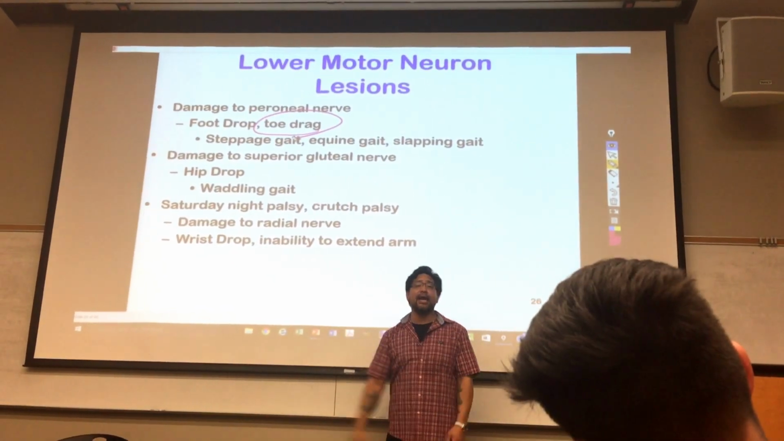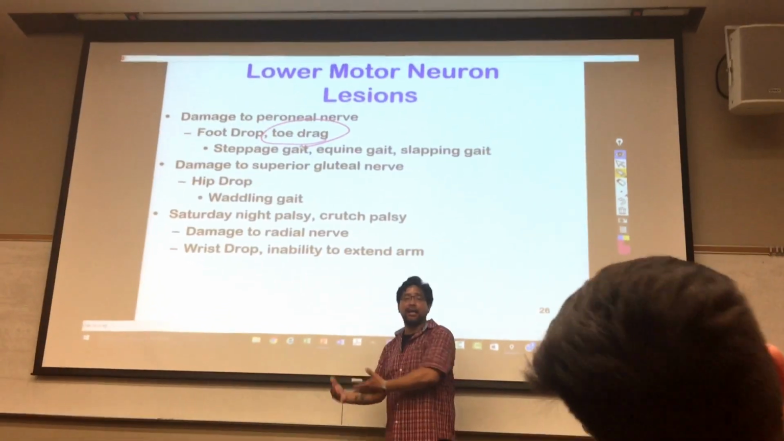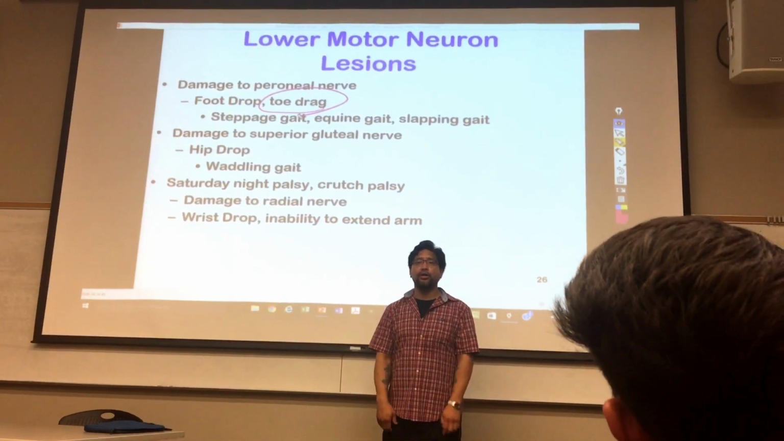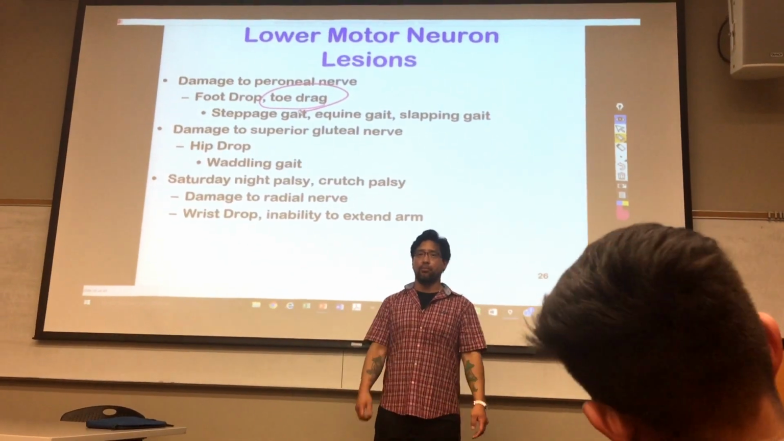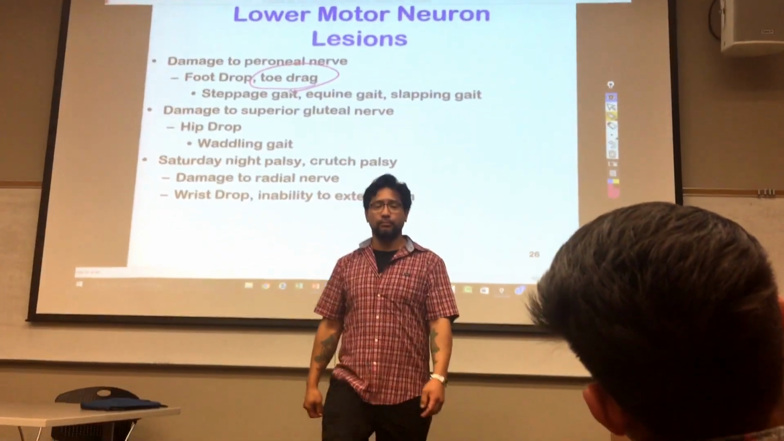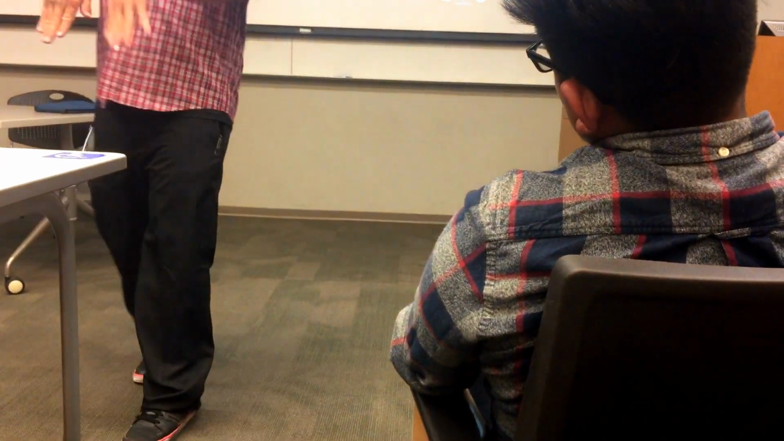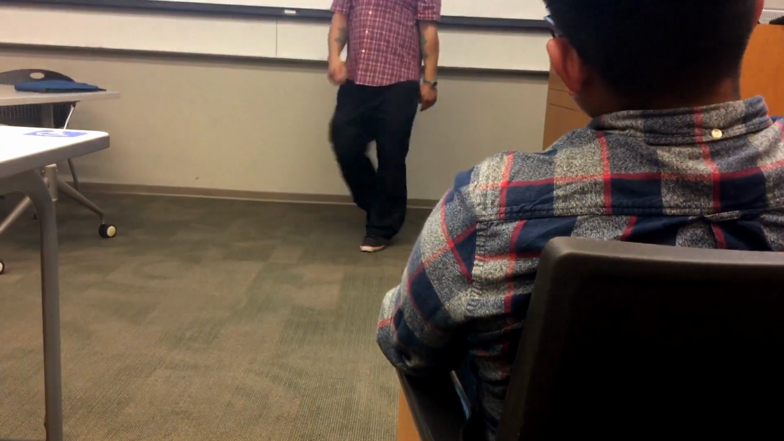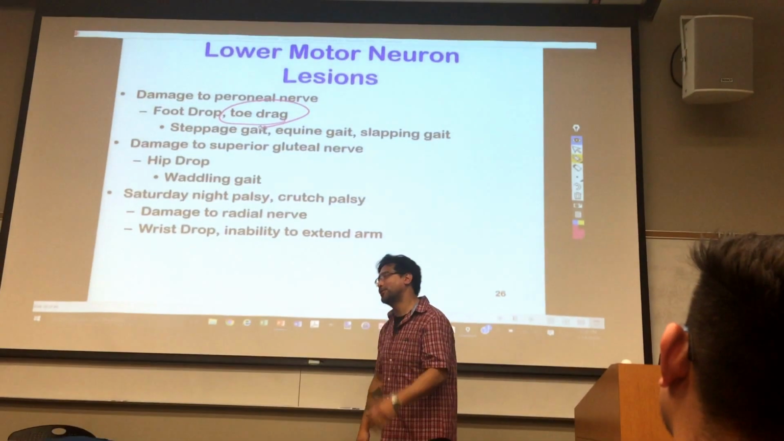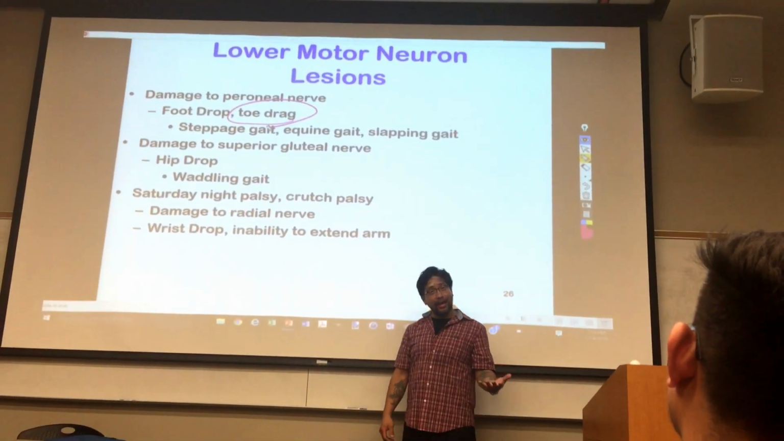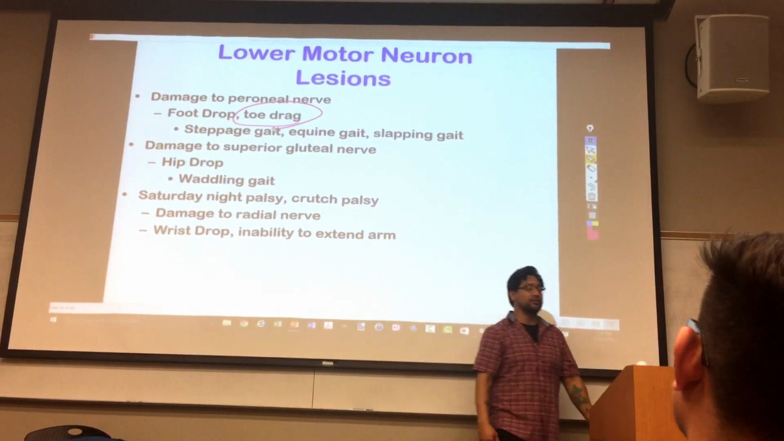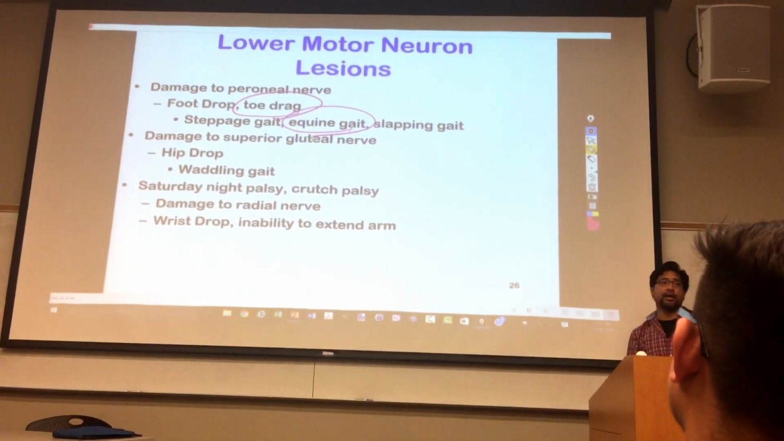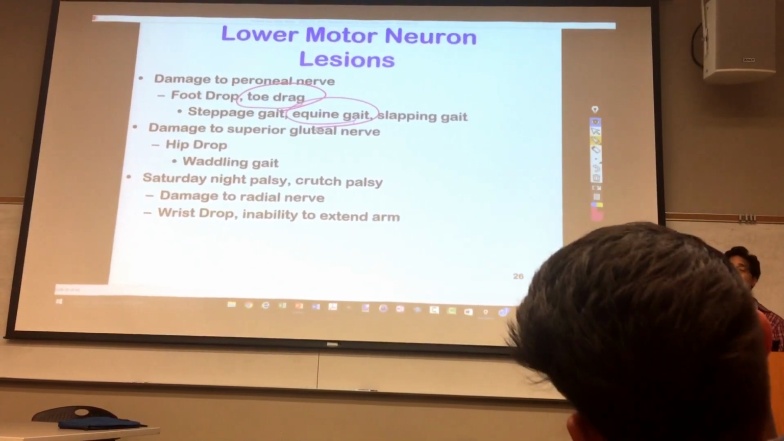Now, if that's the case, you can accommodate to that, and the way you do it is by lifting higher. Because when your toe drops down, as long as you lift it a little bit higher, it's not going to drag anymore. So then you end up walking like this. Your toes point down, but your knees have to come up a little bit higher. What does that look like when I walk like that? Marching. It looks like marching. Does it look like an animal? Horse. Looks like the way horses walk. So because of that, it's called equine gait, or you can also call it steppage gait.